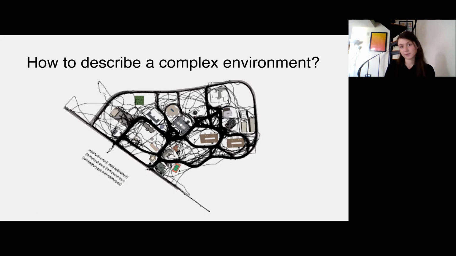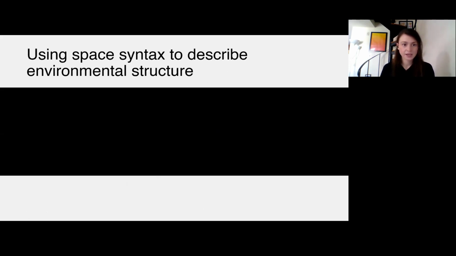So how do we describe this complex environment in a way that makes sense, that we can relate the structure of the environment to what the participants are actually doing while they're exploring? The way we thought to approach it would be to use space syntax. Space syntax is a measure originally derived from architecture and urban design to describe environmental structure.